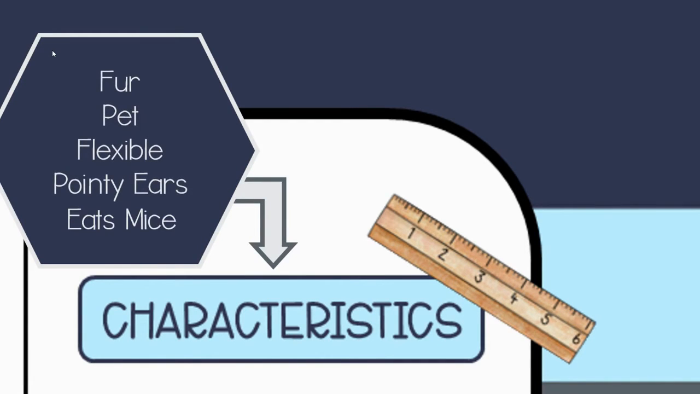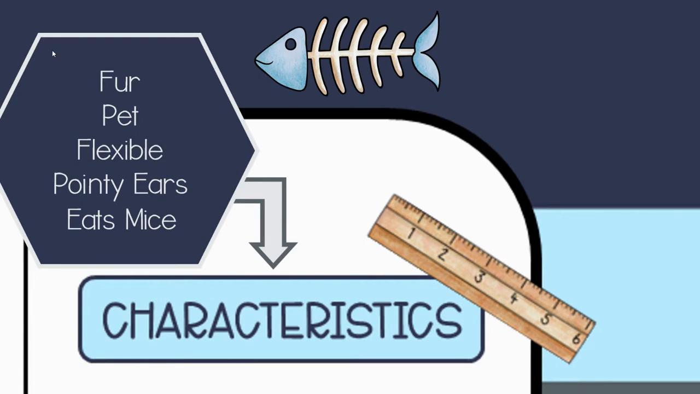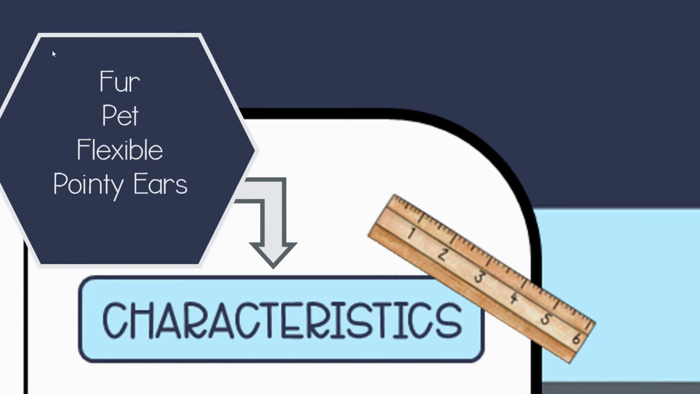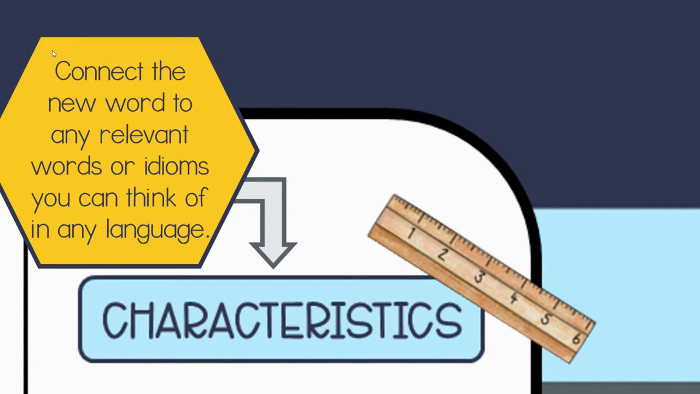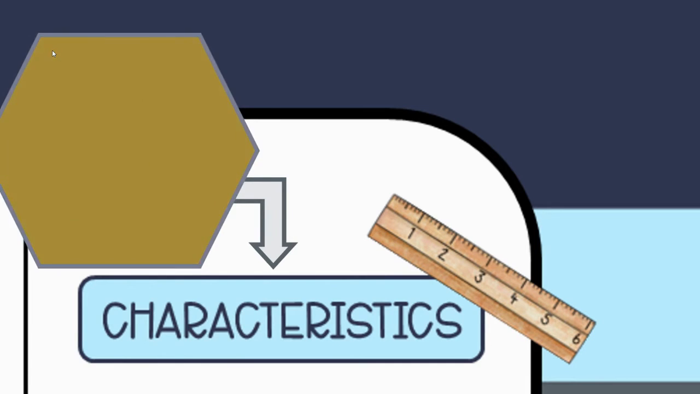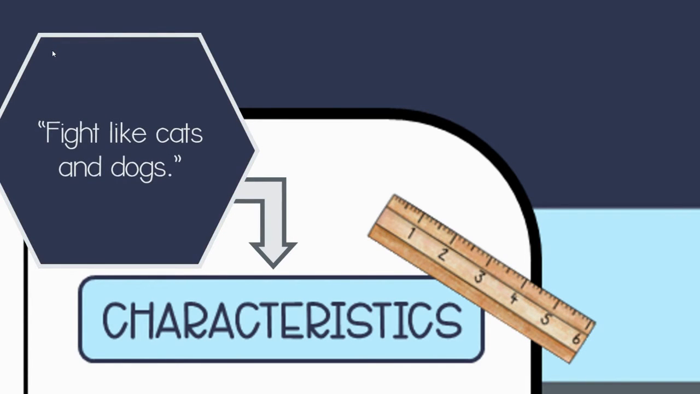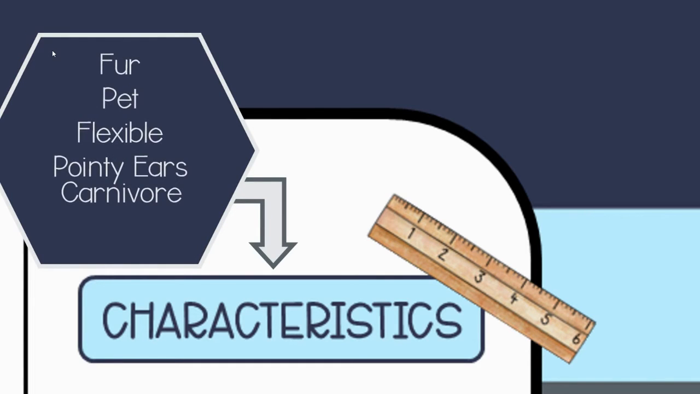So down here, I wrote eats mice. But then as I think about it, I might remember, hold on, they also eat fish. So an animal that eats other animals and does not eat plants, we would call them a carnivore. So I will cross out eats mice and I will replace it with a better word, carnivore. Okay, very good. Now we connect the new word to any relevant words or idioms we can think of in any other language. We're going to do this process again. And another one I came up with was fight like cats and dogs. And that reminds me that cats and dogs fight a lot. So I'm going to add that to the bottom, does not like dogs.